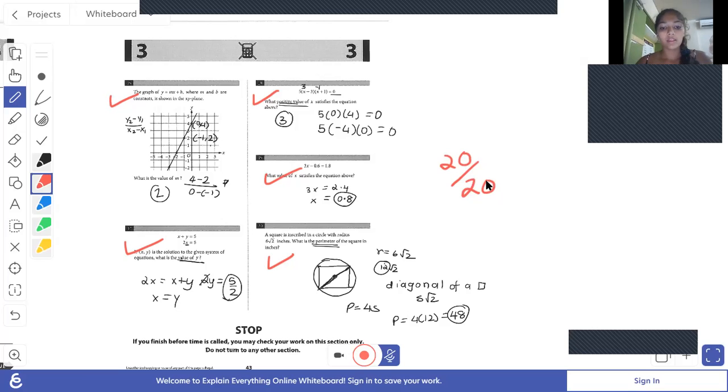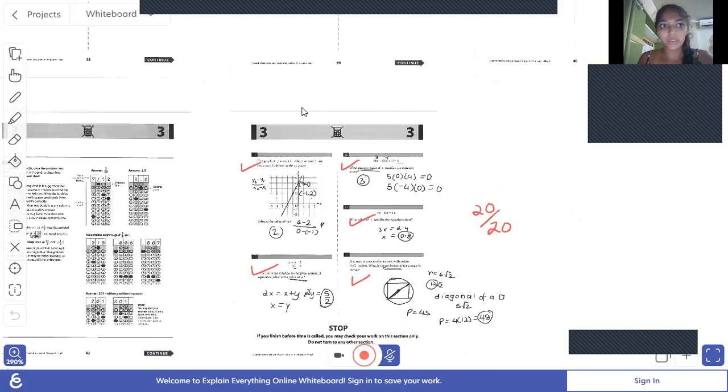I'll be making the next part of this. So this is part 3. I'm going to do section 4 super soon.